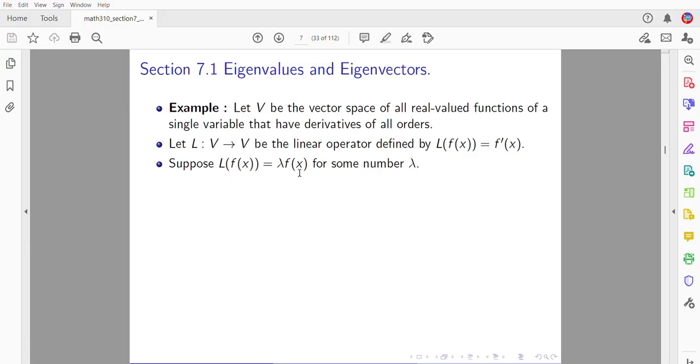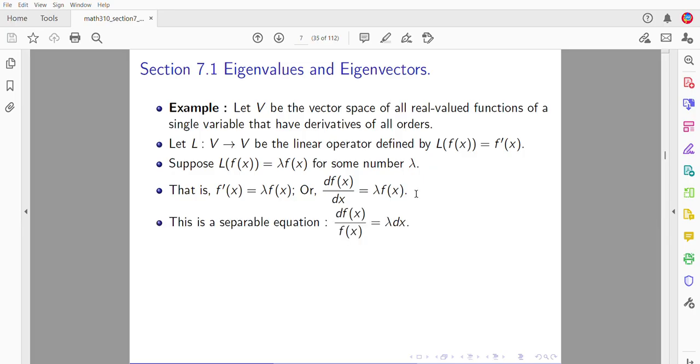What is L of f? It is the derivative. The derivative is lambda times f. How do you write the derivative? It is df(x) over dx. df/dx is lambda times f. This is called a separable equation. You see, I can bring the f down and dx up. So df over f equals lambda dx.